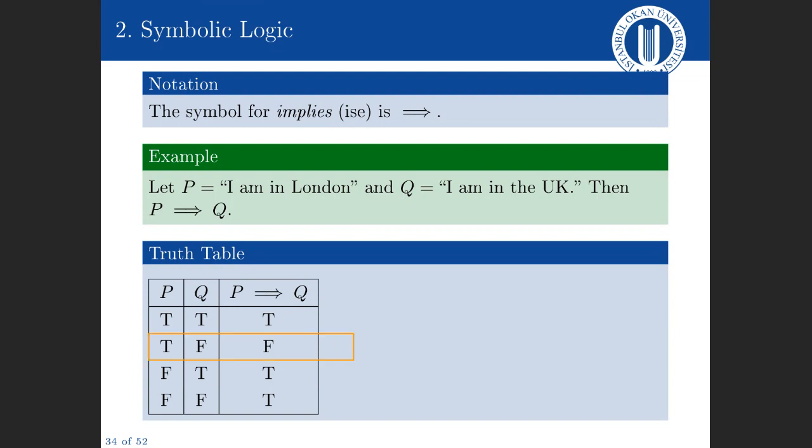Let's look at row 2 and let's use the example of London and the UK. Let's suppose P is true. Let's assume I'm in London. And let's suppose Q is false. I'm not in the UK. Is it possible to be in London but not be in the UK? No. This row must be false.